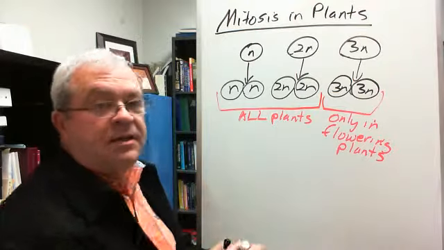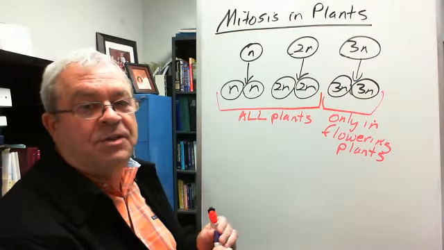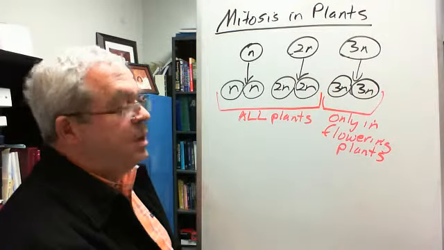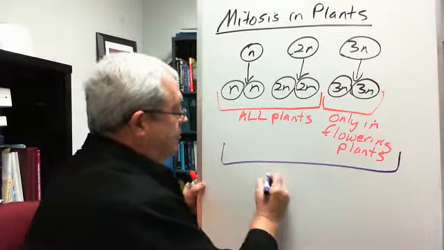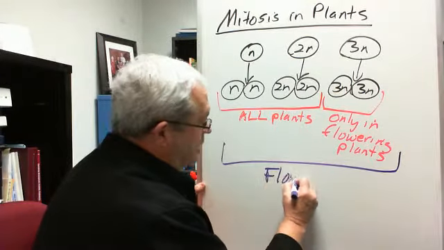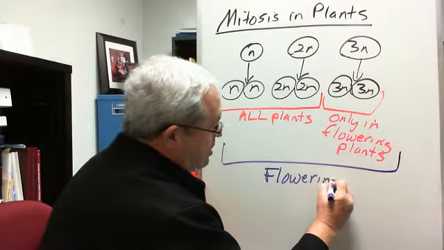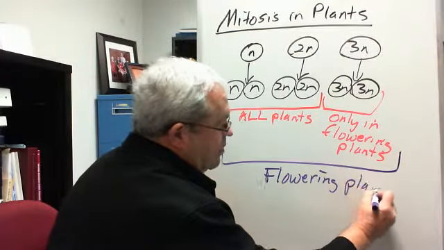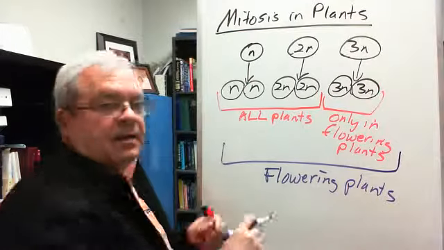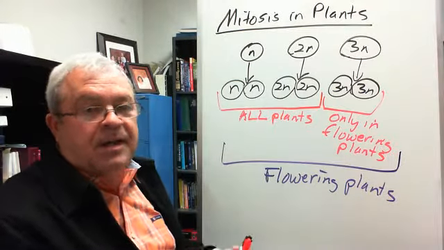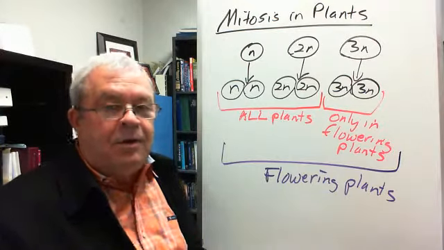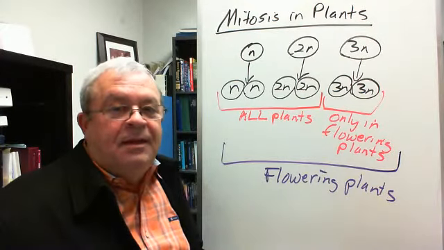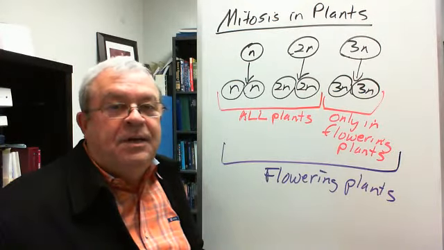So which kinds of mitosis are found in flowering plants? Flowering plants do all three. So flowering plants are particularly complicated, and we're going to study into them a little bit in the final module. All right, there you have it, ladies and gentlemen. Mitosis in plants.